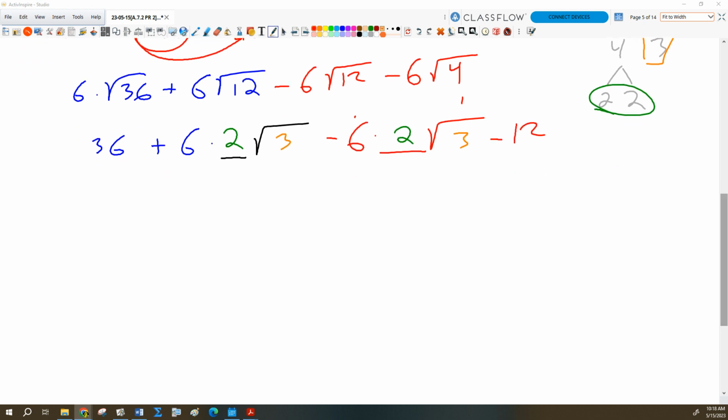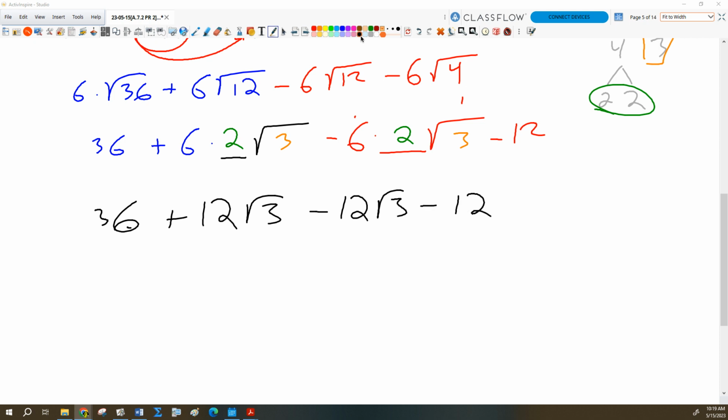If we just simplify each of those individual terms, so we had our 36. Here, if I multiply those outside numbers, I get a 12 radical 3 minus 12 radical 3 minus 12. Anything good happen there? Yeah, look, those guys cancel, don't they? So he's gone. And our final answer then just looks like 36 minus 12, which is 24.